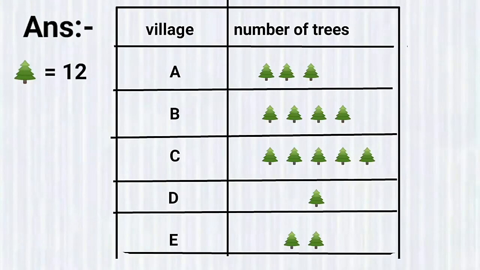So here first answer, in the first column we have written the names of villages A, B, C, D and E, and in the second column we have written the number of trees. Here you can see in village A we have 36 trees. So one picture is equal to 12 trees. So here we require 3 pictures. B, we have 48 trees, means 4 pictures. C, we have 60 trees, which is equal to 5 pictures. D, we have 12 trees, which is equal to 1 picture. And E, we have 24 trees, which is equal to 2 pictures.